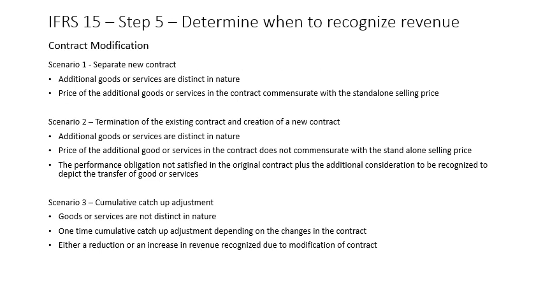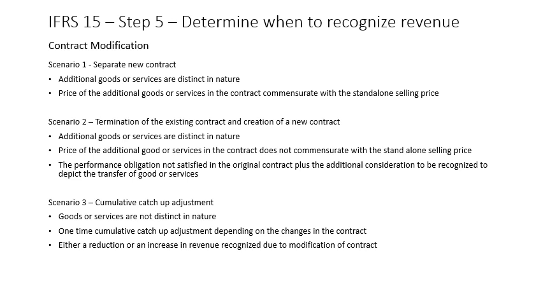Now let's look at different scenarios under contract modification. Scenario 1. As per the modification of the contract, the additional goods or services are distinct in nature and the price agreed for these additional goods or services commensurate with the standalone selling price. Such scenarios would be accounted as a separate contract for such additional goods or services with prospective impact on revenue.